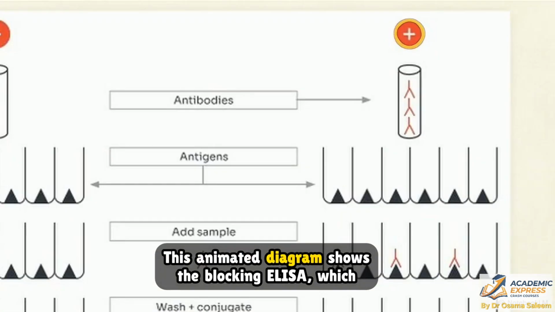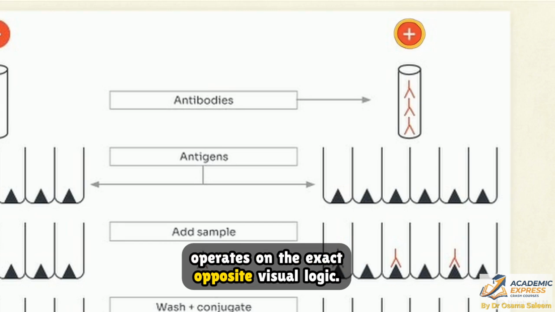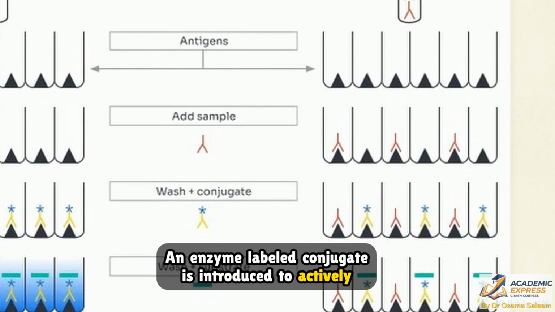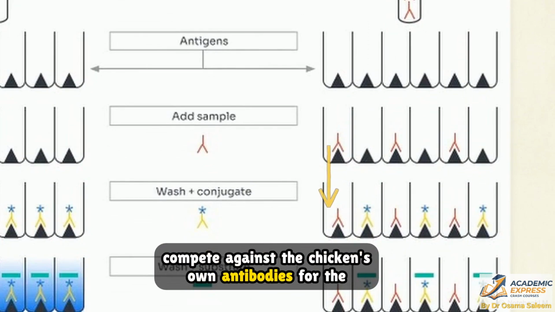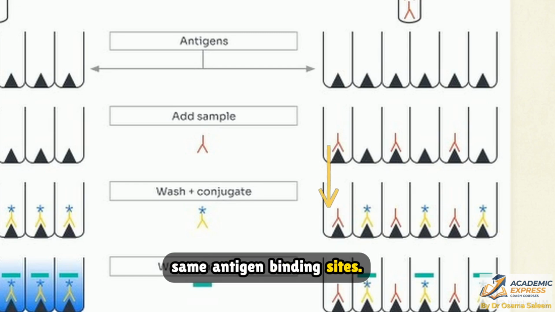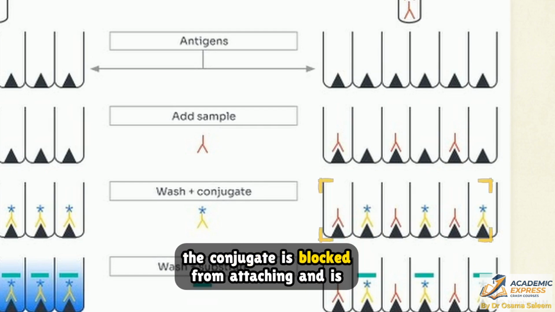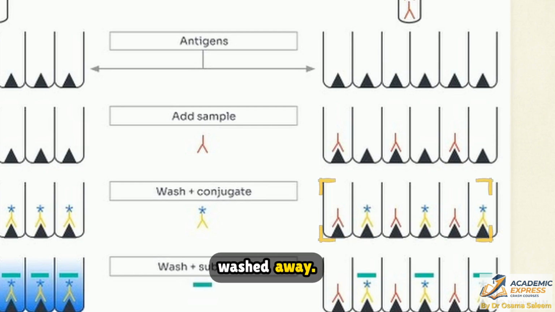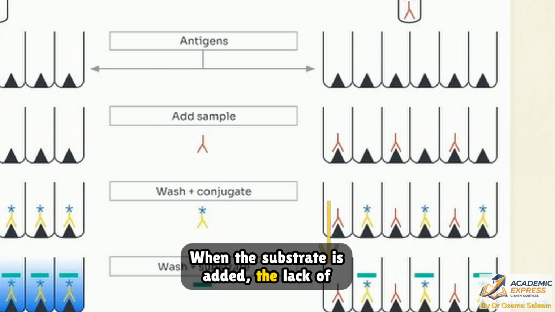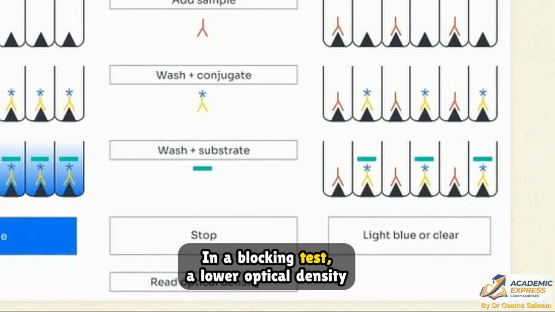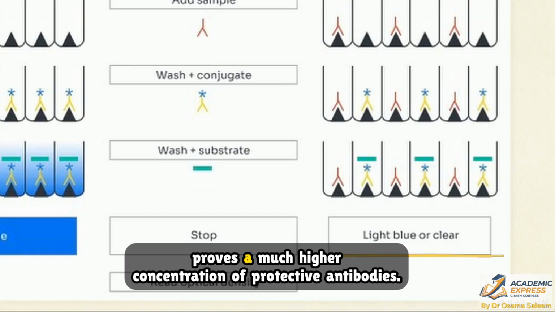This animated diagram shows the blocking ELISA, which operates on the exact opposite visual logic. An enzyme-labeled conjugate is introduced to actively compete against the chicken's own antibodies for the same antigen binding sites. If the chicken has a high antibody concentration, the conjugate is blocked from attaching and is washed away. When the substrate is added, the lack of enzyme means the liquid remains clear. In a blocking test, a lower optical density proves a much higher concentration of protective antibodies.